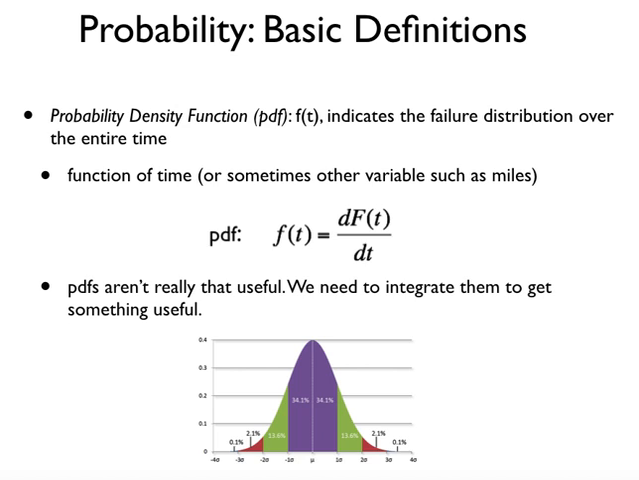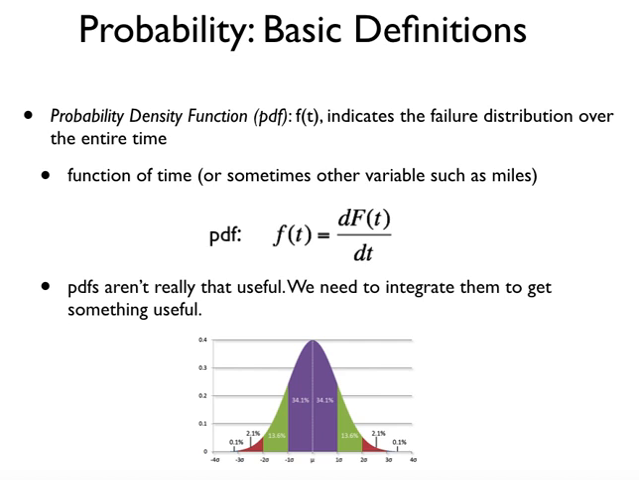The reason that we typically build PDFs in predictive reliability is for time-based failures, right? So we understand that the random variable is time, and we build a distribution, such as the one along the bottom, to understand when we expect things to fail.